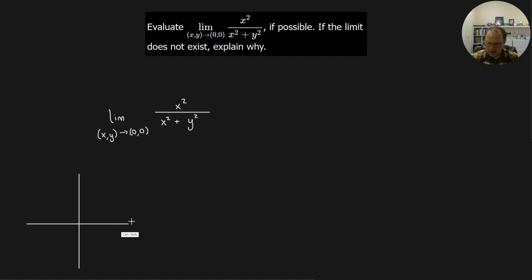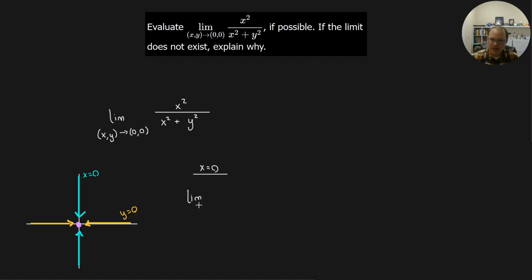Okay, so specifically, I'm going to look in the direction down the y-axis. That's along the line x equals 0. And then I'll look in the direction down the x-axis. That's down the line y equals 0. By looking at only one path at a time, we can change a multivariable limit into a single variable limit.